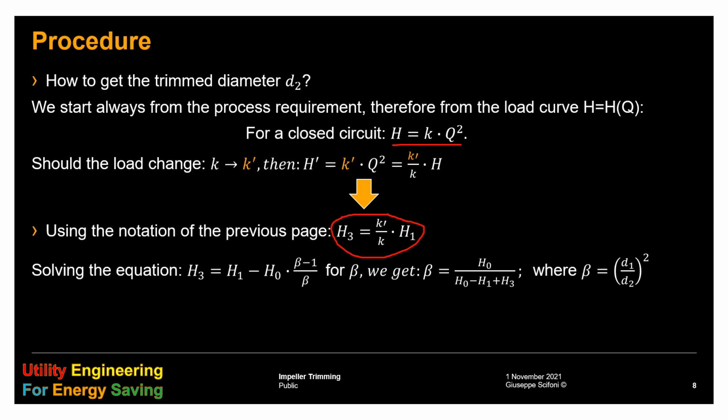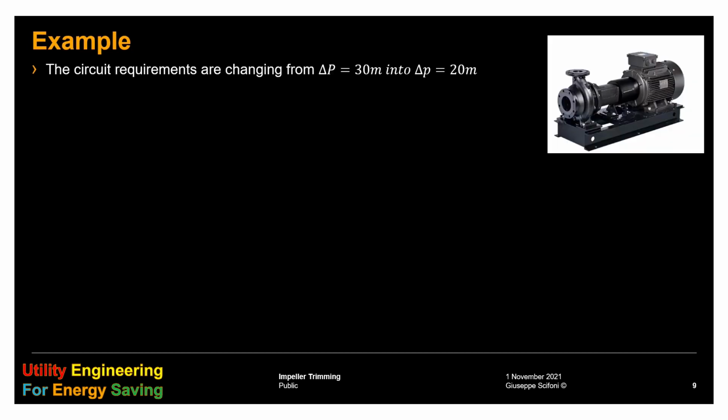Now we invert the formula found at the previous slide and we get beta equals H0 divided by H0 minus H1 plus H3. And if we want the expression as a function of the diameter, then we have the formula in red below. This is an example of a real circuit.